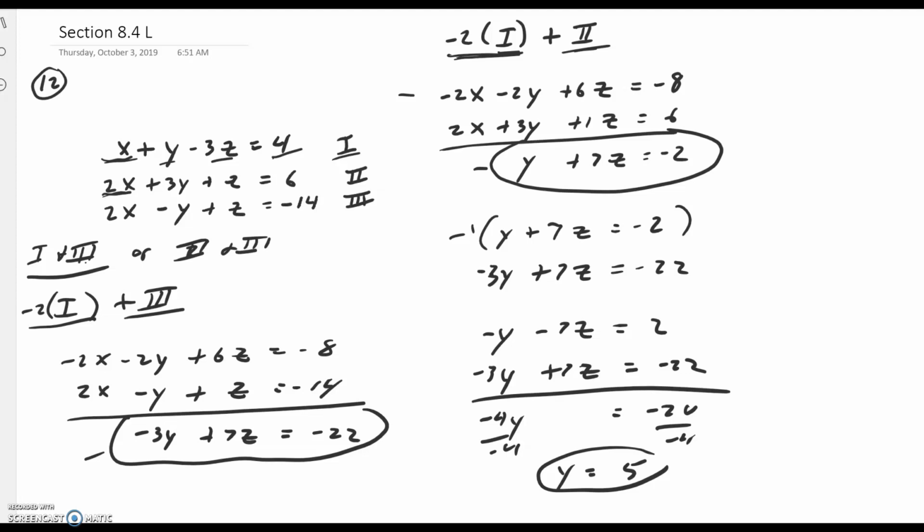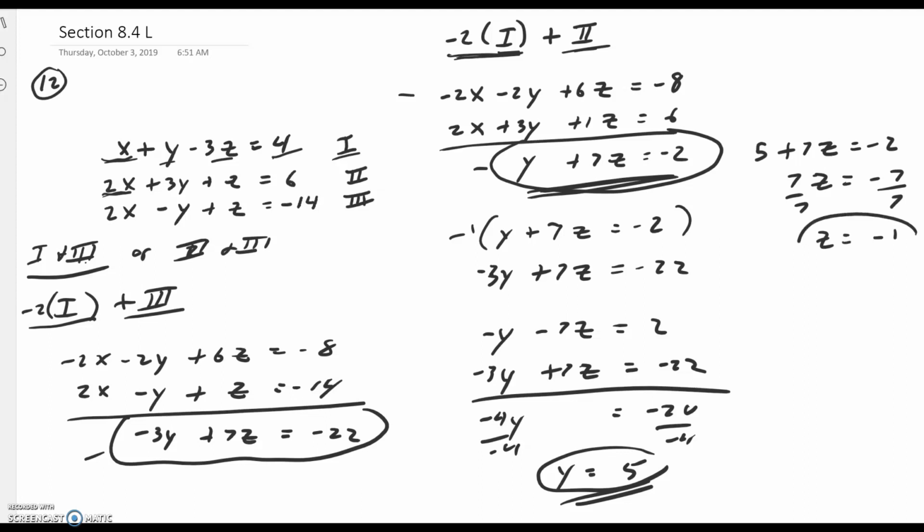How can I find out what z equals? Well, I can take this y equals 5, and I can go back to one of these two equations that I got with y's and z's, and I can substitute in y equals 5. And then I have plus 7z equals -2. Subtracting 5 from both sides, we get 7z equals -7. Dividing both sides by 7, we have z equals -1. So now I'm armed with y equals 5 and z equals -1.